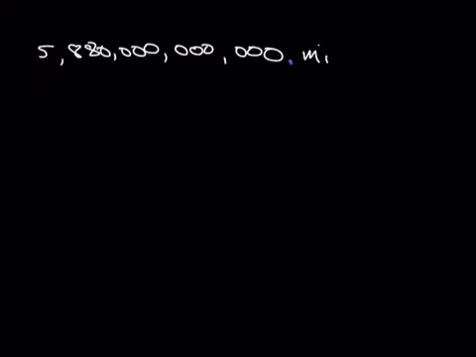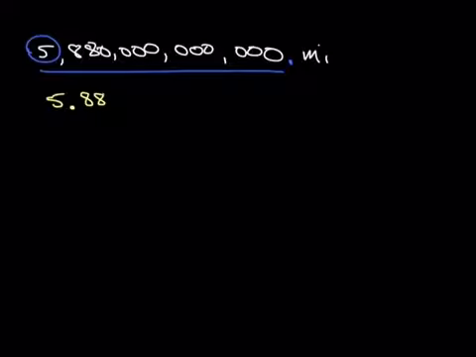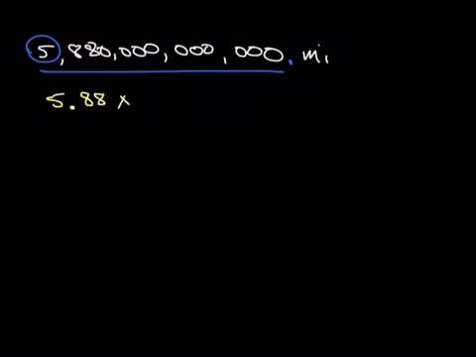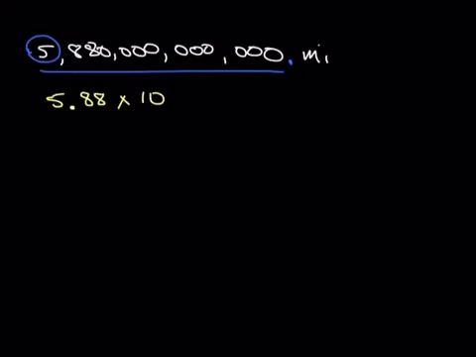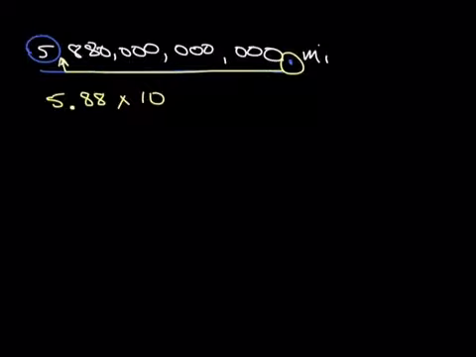Well, if we do not want to write a number that big, what we do is we take the very first digit and we write it down and we put the decimal after that. It's always after the first digit. And then we write the rest of the non-zero numbers. Then we make a times sign. We put a 10 here. And we count how far it is from where the decimal was to where we moved it. So we count how many places that is.